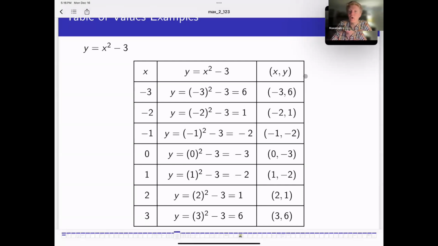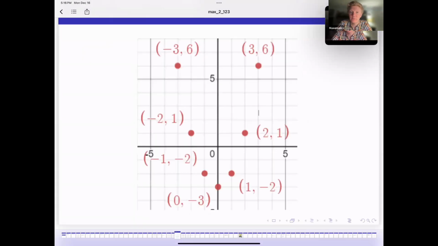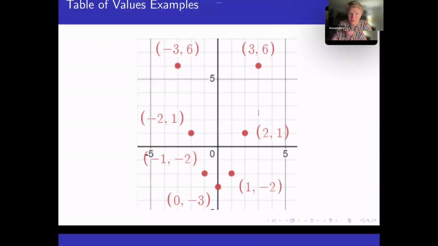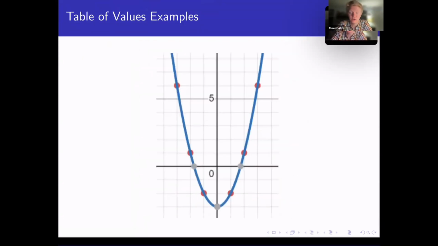Okay, so let's take all 7 of these coordinate points and plot them. That's the first thing we did in 2.1. So all of those points are right here. And what we're going to do is connect them with a nice, smooth curve.